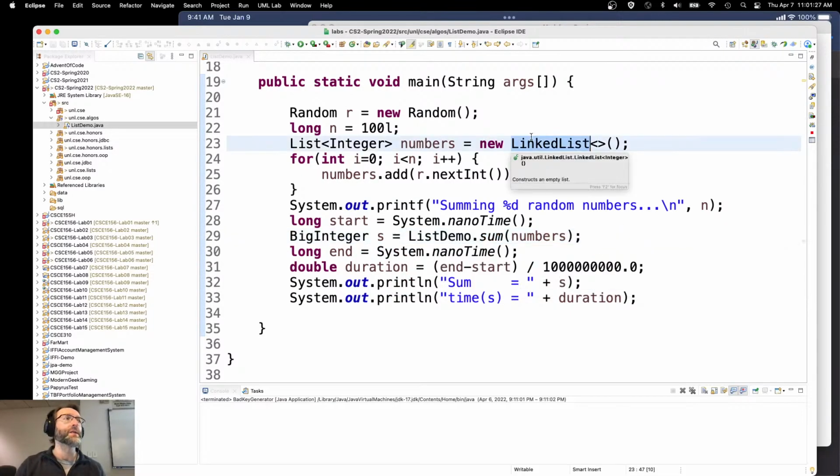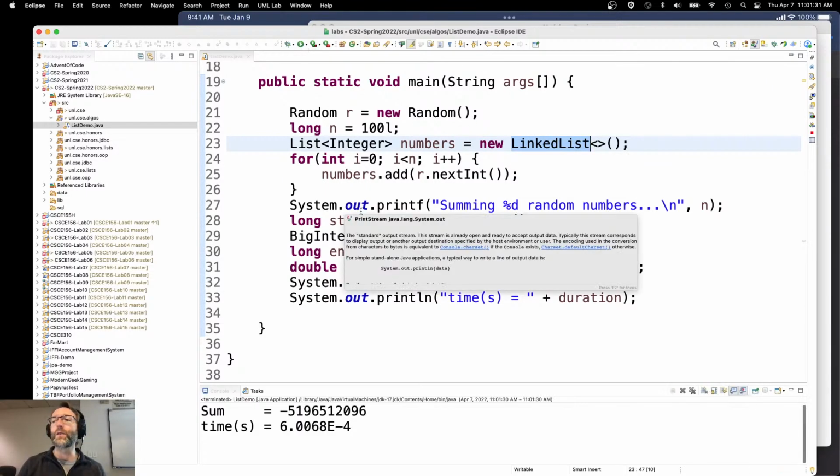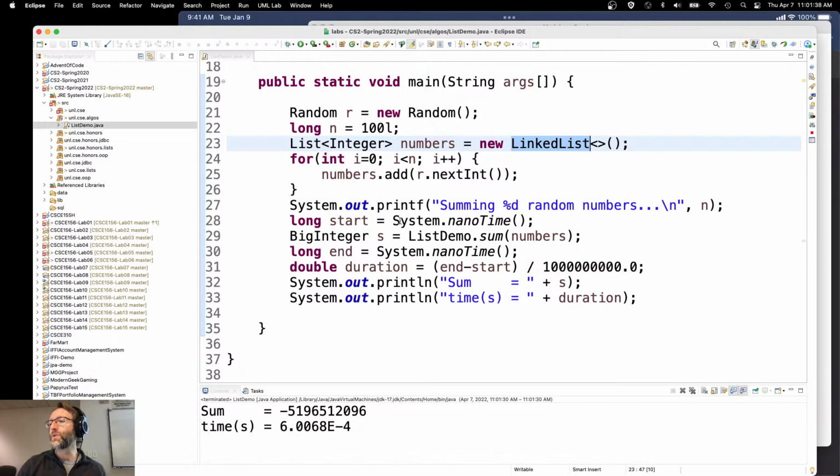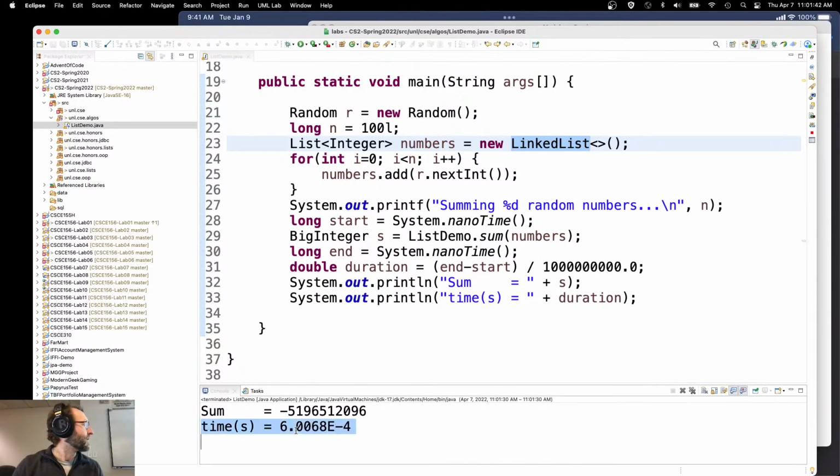Initially, what we've got here is a linked list. So how bad is this? Well, if I run this with 100, it's immediate, right? Extremely fast. In fact, it was done in a matter of 0.0006 seconds, if you want to parse out that time there, okay?